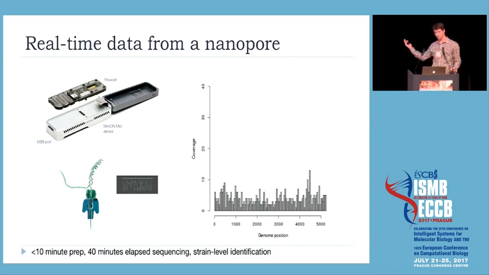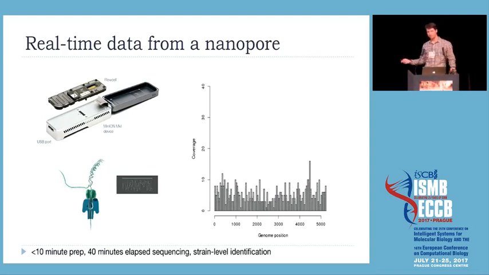And this was from the device 2 years ago. You get even more throughput these days. Accuracy of these reads currently is about 90%. You can get 10 kb plus molecule lengths and maybe 5 to 10 gigabases per 48-hour run.